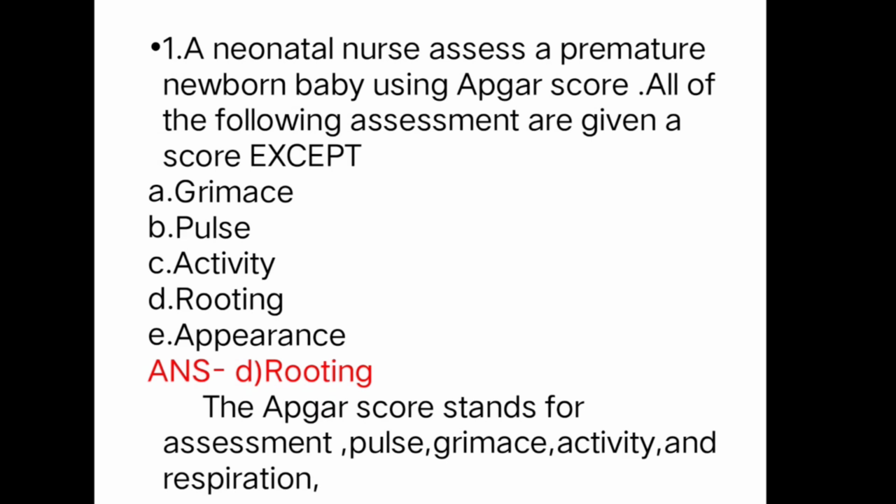So this is the first question. We have to be very careful. In this question they have given except, that means they have asked what is not related to the Apgar score. So we have to read it very carefully.